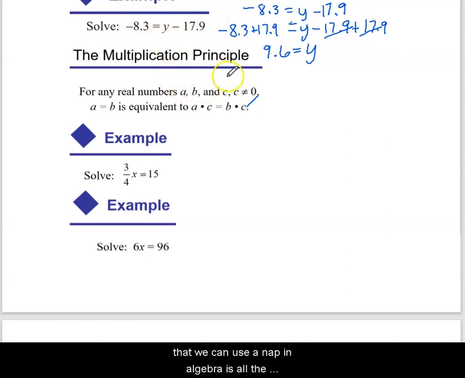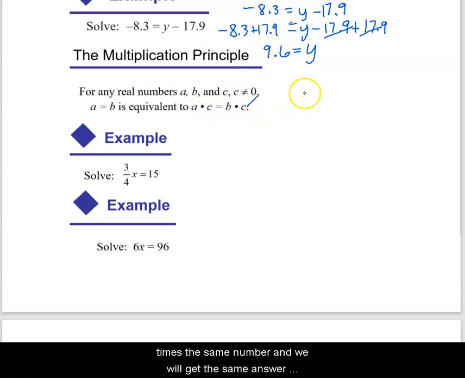So there's another principle that we can use in algebra, and it's called the multiplication principle. So basically, if we have three numbers, a, b, and c, as long as c is not equal to 0, if a is equal to b, then we can multiply a and b times the same number and we will get the same answer.